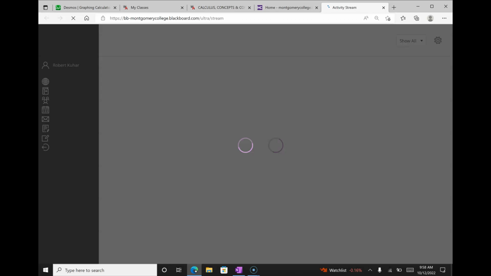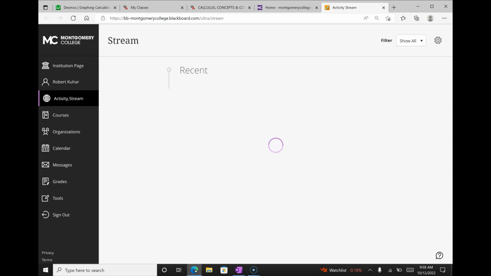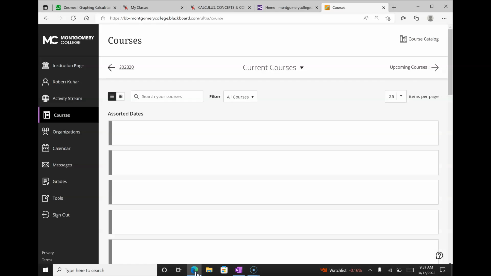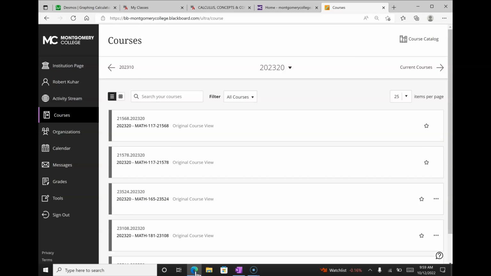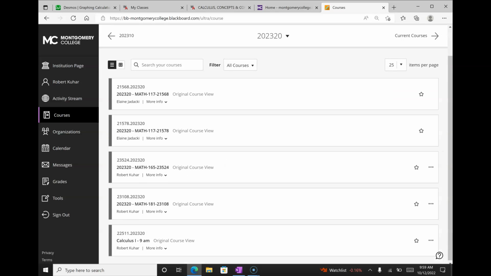So when I go to Blackboard and Blackboard first opens, you can create favorites and they'll pop up right away if you want to do that. I just go to courses, and in the top left corner here you'll see this semester 202320. Don't ask me what's going on with that number, but that's it.